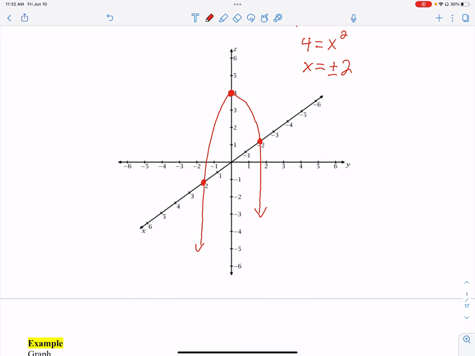Now, we're not done, though, because we've only done a trace. This is the XZ trace. This is what the picture would look like on the XZ plane. But I need the rest of Y. How we do this for a cylinder is I just pick some number. I'm going to pick 5.